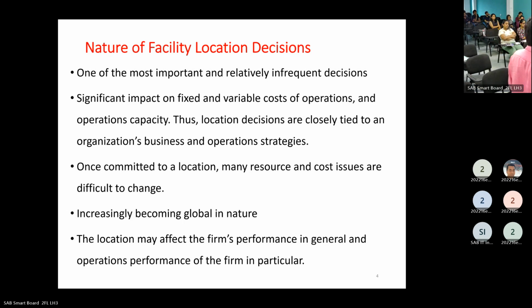The final point here, the facility locations. Location may affect the firm's performance in general and operations performance of the firm in particular. So if you think of the overall structure, revenue, profitability, and all the other business KPIs get affected by the location. And on the operations side, operating cost, how efficiently and how promptly they can supply, the lead time, and all the other operations KPIs also depend on the location. It is as simple as that.